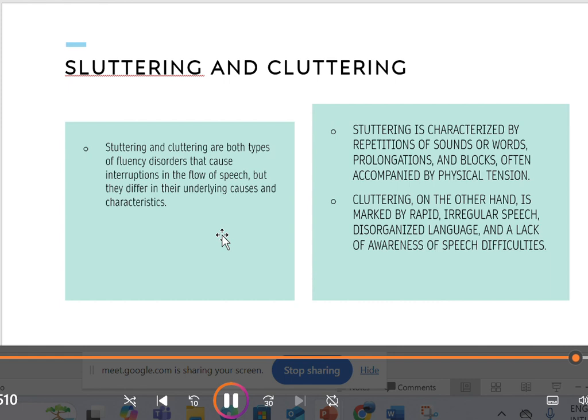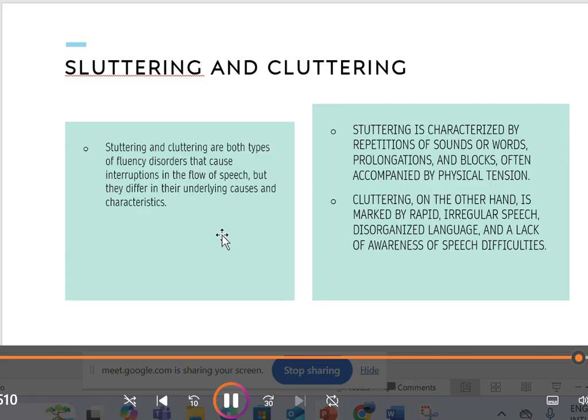When somebody has to tell something, they keep repeating pa pa pa pa, or even the entire word will be repeated. I want to go, I want to go. This is known as stuttering.